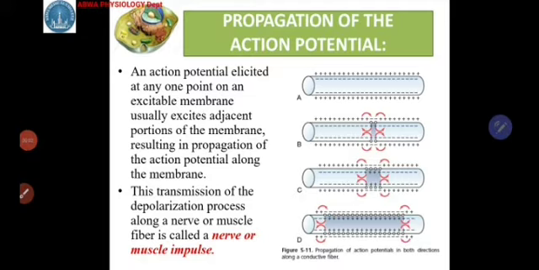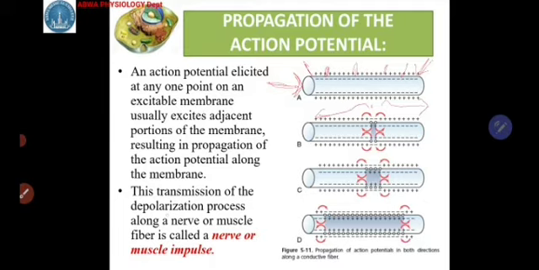Now we'll talk about the propagation of action potential. This is a normal resting membrane potential, or resting condition of the cell. An action potential is elicited in a specific part, not at this end or at this end. It may start here or there. The action potential elicited at any point on the excitable membrane usually excites adjacent portions of the membrane, resulting in the propagation of action potential along the membrane. It may be generated here and move along like this, or like this.